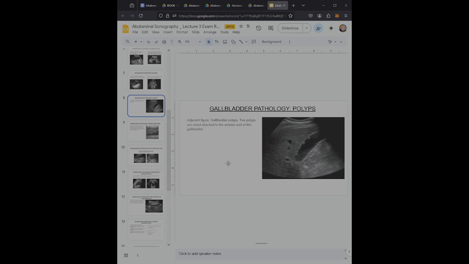Clinically, these patients are usually asymptomatic. That is to say, patients with polyps do not present with any particularly identifiable signs. But sonographically, we would see hyperechoic, non-shadowing, non-mobile masses projecting from the gallbladder wall into the gallbladder lumen. And then this adjacent figure shows it quite well. Two polyps are noted attached to the interior wall of this gallbladder.